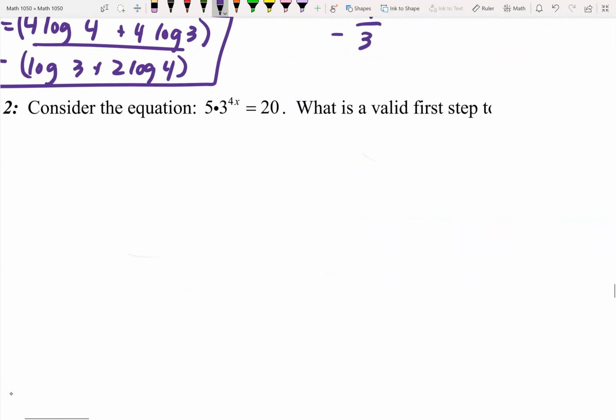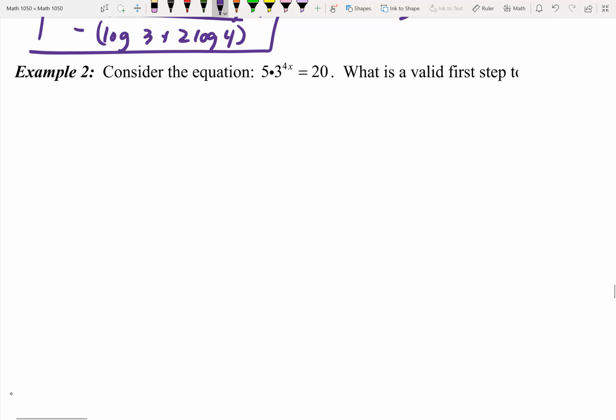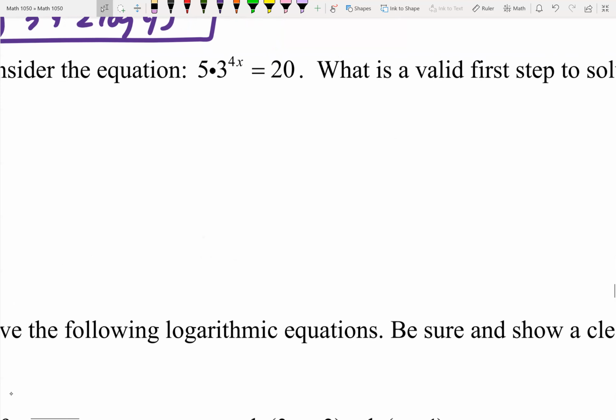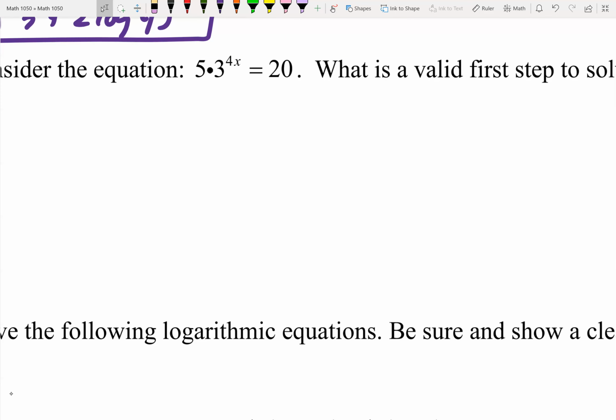Example 2. Consider the equation. What is a valid first step? So Weber State loves these questions. What is a correct first step? And you should love the questions because they're so easy. So look at the problem. Are we stuck? No. What do? Divide by 5.